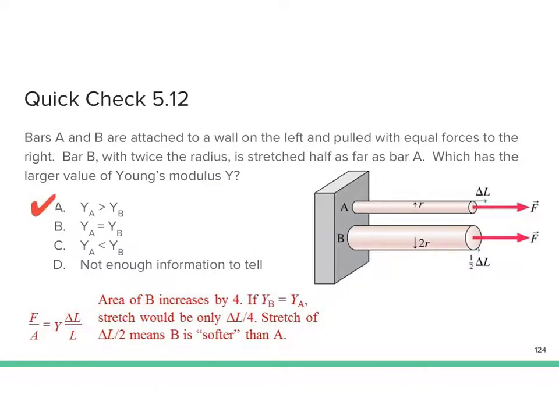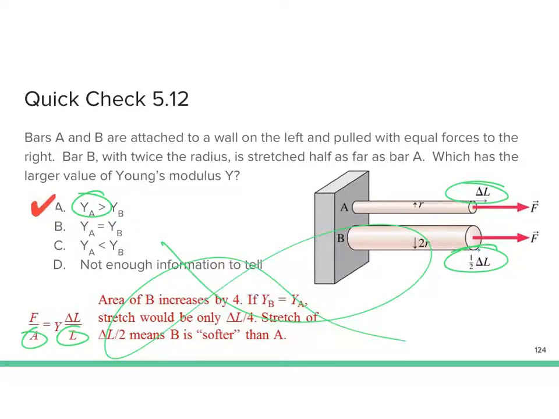So, here's a quick check. Bars A and B are attached to the wall, and they're pulled with equal forces, but one of them is stretched half as far as the other. Which has the larger value of Young's modulus? Well, A is going to have the larger value. It stretches more, but it has a quarter of the cross-sectional area, because the radius is a half. So it has a larger Young's modulus. Again, not really an important concept, but we're just talking about how it applies to rigid objects.